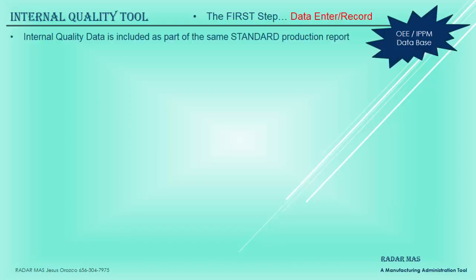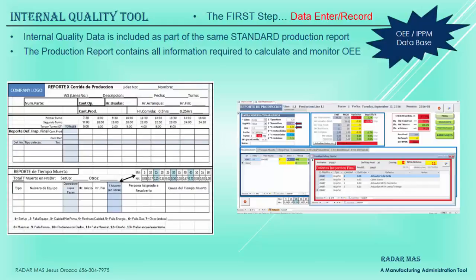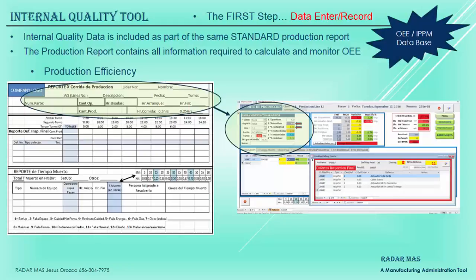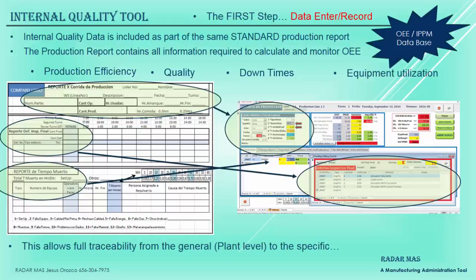Internal quality data is included as part of the same standard production report. The production report contains all the information required to calculate and monitor the overall equipment effectiveness, such as production efficiency, internal quality, downtimes of all type, and equipment utilization. This allows us to have full traceability from the general to the specifics.